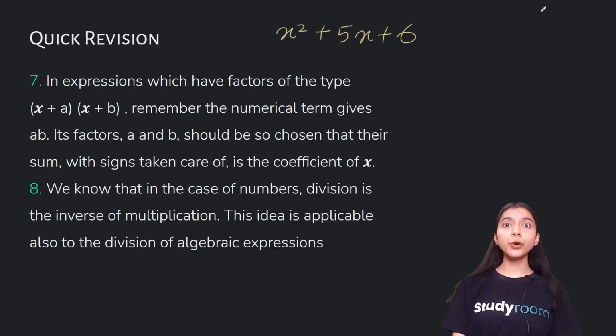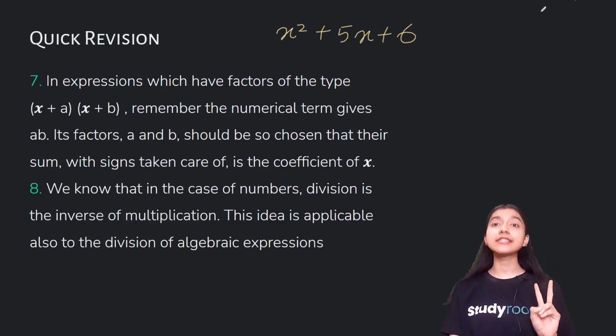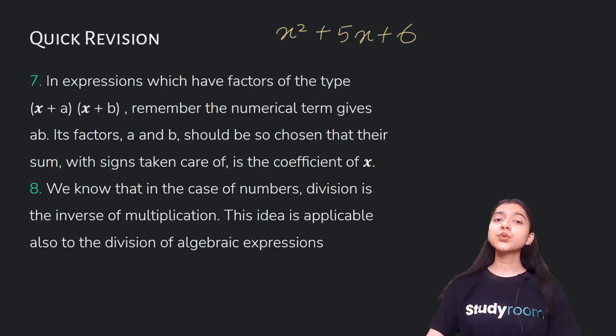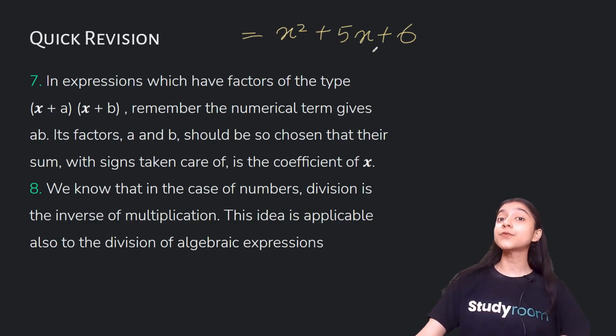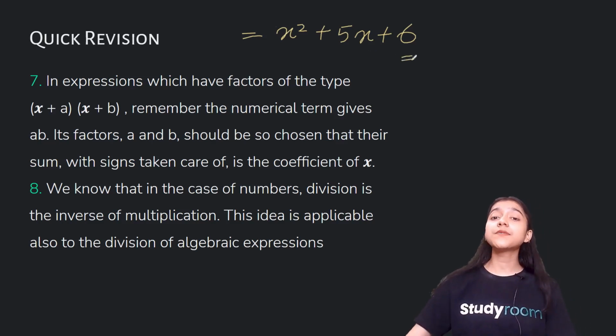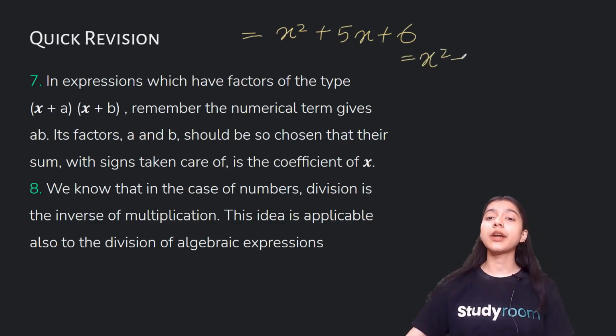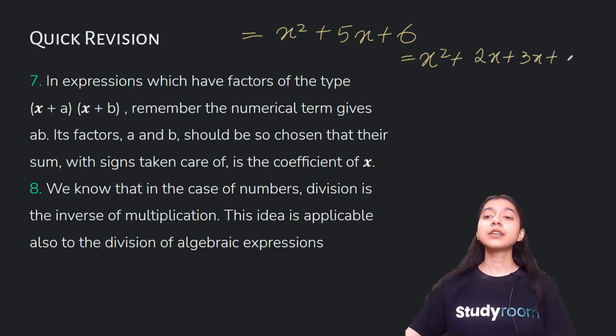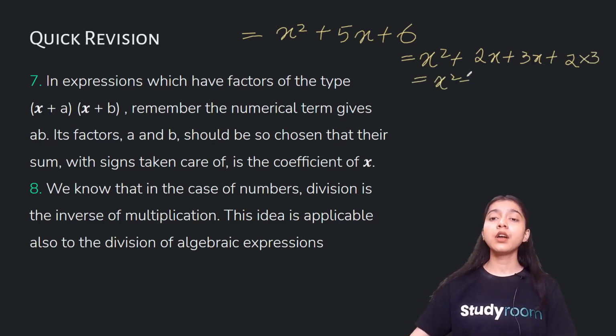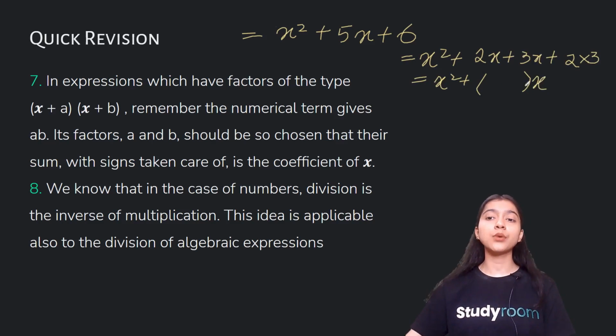Now, when we use the fourth identity, there are 2 important points that we need to keep in mind. I have given you a question: x square plus 5x plus 6, which can be factorized using this fourth identity. Now, x square plus 5x plus 6 can be written as x square plus 2x plus 3x plus 2 multiplied with 3. So, ultimately, this gives us x square plus x taken out common outside, we are left with (2 plus 3) plus 2 multiplied with 3.